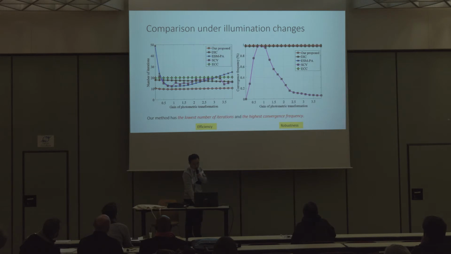This is the comparison under illumination changes. Here we vary the gain of the photometric transformation. From the first figure, it can be clearly seen that our proposed method has the lowest number of iterations. The red line is ours. The second figure shows the convergence frequency. Other methods except the SSD method are very robust to photometric transformations.